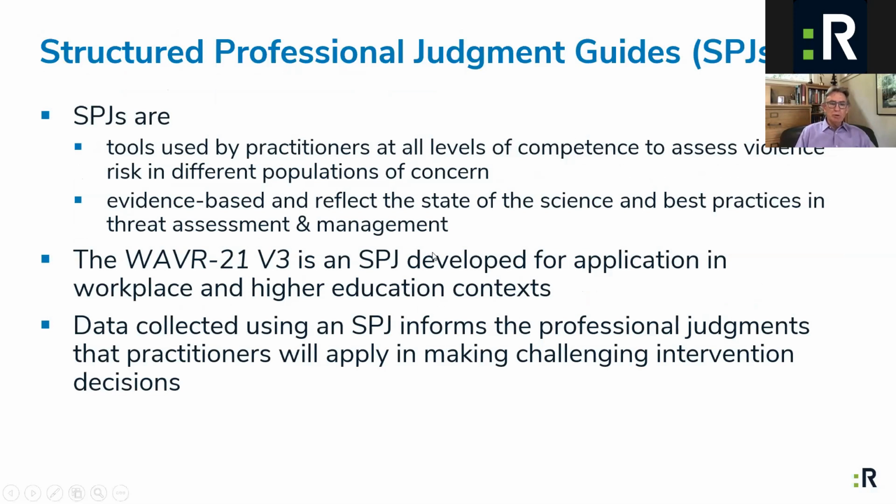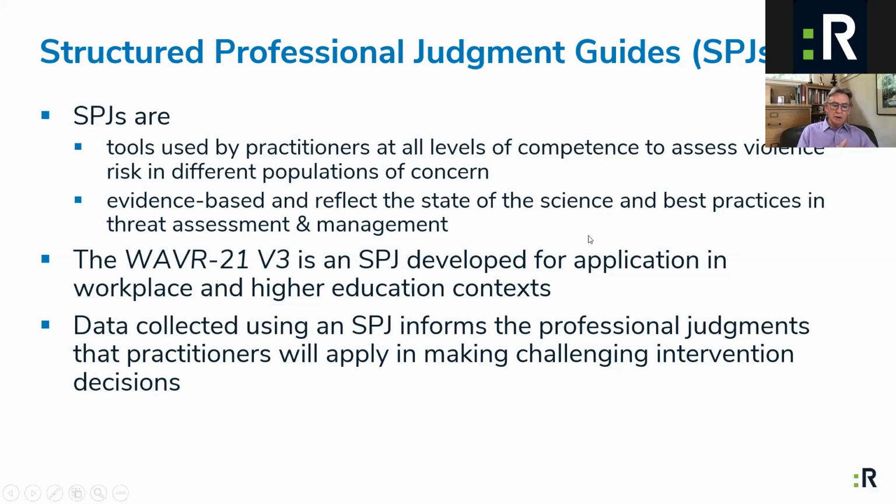Now, the WAVR21 is an example of what's known as a structured professional judgment guide. And SPJs are tools used by practitioners at all levels of competence and training to assess violence risk in different populations of concern. The risk factors in a tool are evidence-based. They reflect the state of the science, best practices. There are specialized SPJs for, let's say, sex offenders or domestic abuse, inpatient considerations, adolescents, and the WAVR, of course, is for workplace and campus context.